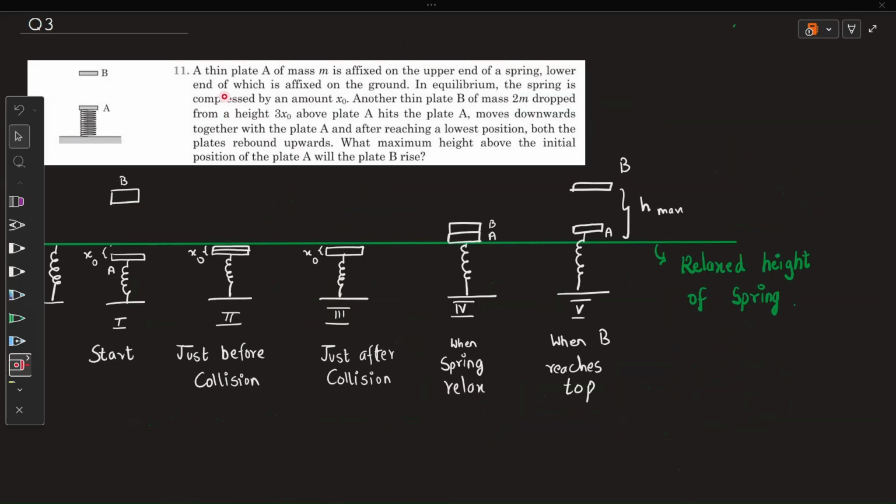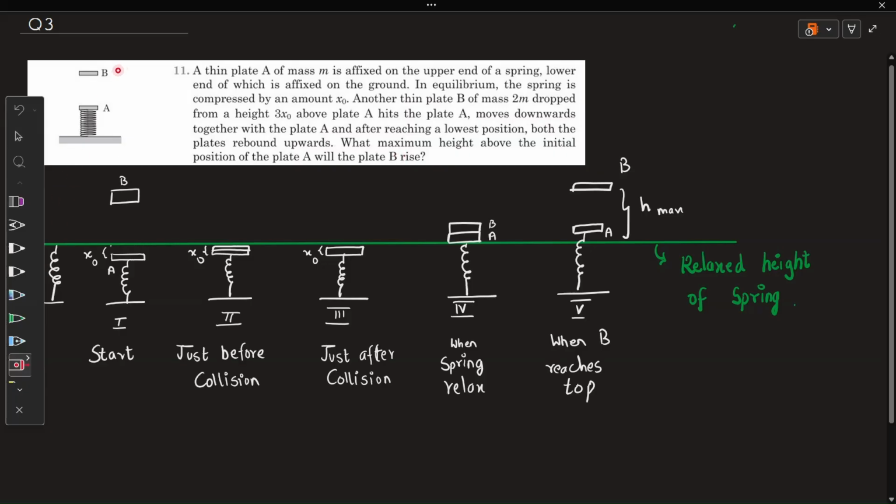Question number 3. A thin plate A of mass m is affixed on the upper end of a spring, the lower end of which is affixed on the ground. In equilibrium, the spring is compressed by an amount x naught. Another thin plate B of mass 2m dropped from a height 3x naught above the plate A hits the plate A, moves downward together with plate A, and after reaching a lowest point, both the plates rebound upwards. What maximum height above the initial position of the plate A will plate B rise?